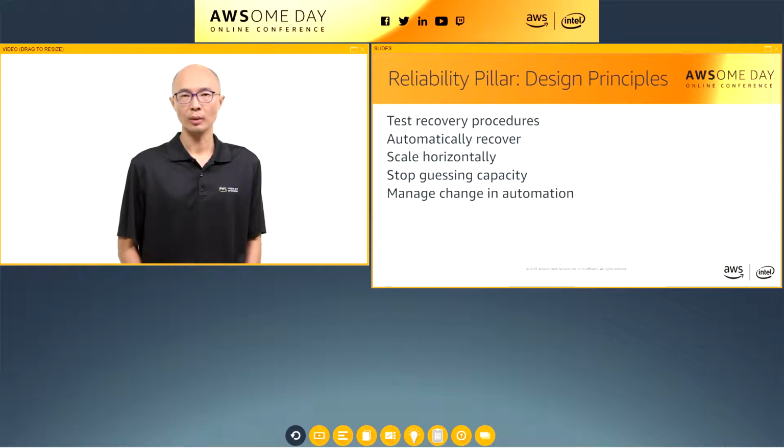Manage change in automation. Changes to your architectures and infrastructure should be made using automation. With this, you only need to manage change through your automation, not every single system or resource.